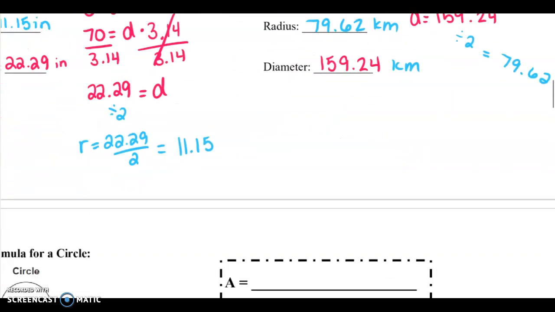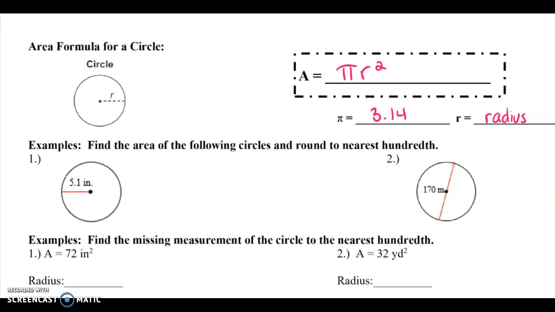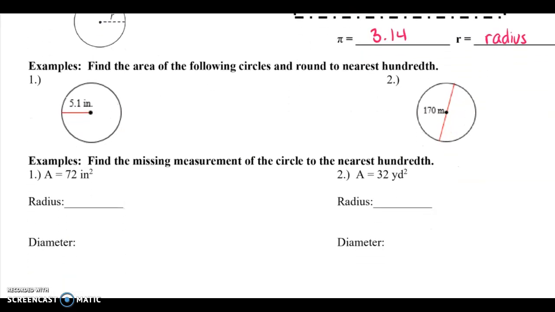All right, for the next one, we're talking about area. So there's only one formula for area, and it's pi r squared, where pi is 3.14 and r is the radius. So you can't use the diameter at all for this one. You can only use the radius. So we're going to find the area here. So area is pi r squared.